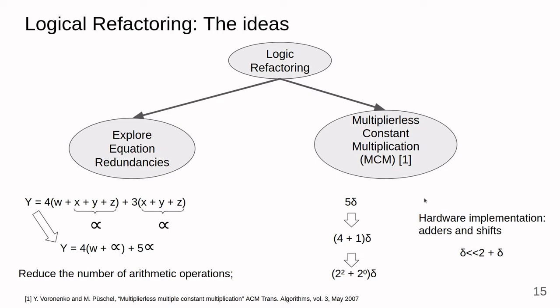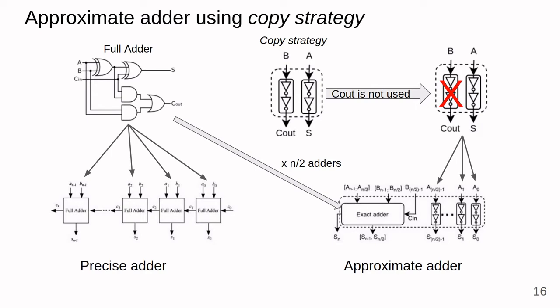To approximate the adders, we use the copy strategy, which consists of the substitution of the 1-bit full adders by a direct connection from the adder inputs to the output using buffers. In this specific case of this work, it was possible to remove the carry propagation as it is not used in any bit adders, and it increases area and power savings.